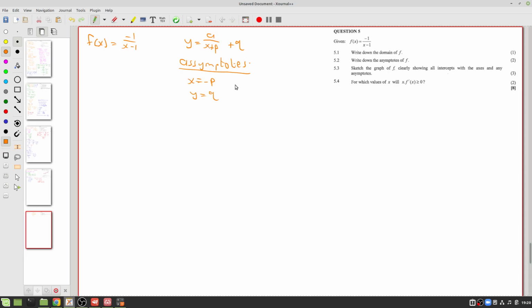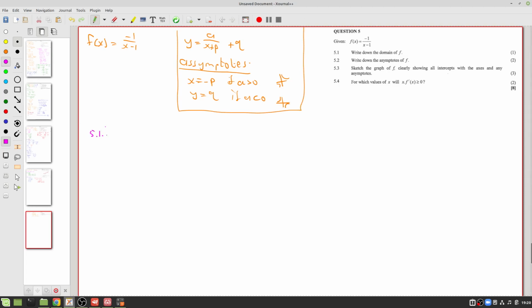Alright, and what does a tell us about the graph? Well, if a is positive, then we know it's in the first and the third quadrant. If a is negative, it'll be in the second and the fourth quadrant. Okay, so that's a quick summary on how hyperbolas work. Now let's get into the questions.